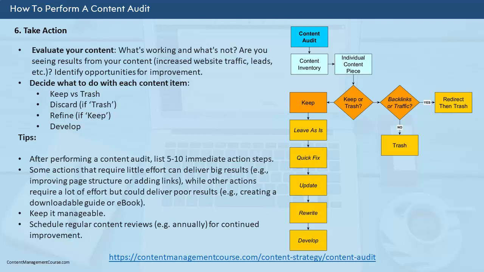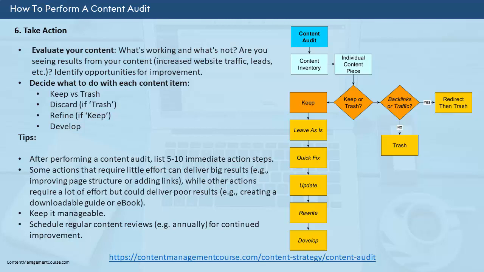So, with each item of content, we would use our analysis data and notes to decide if we're going to keep or trash the item. If we decide to trash the item, there are some things to consider, like whether the item has any kind of traffic or SEO value. If so, we may want to redirect visitors to another content item before trashing it.